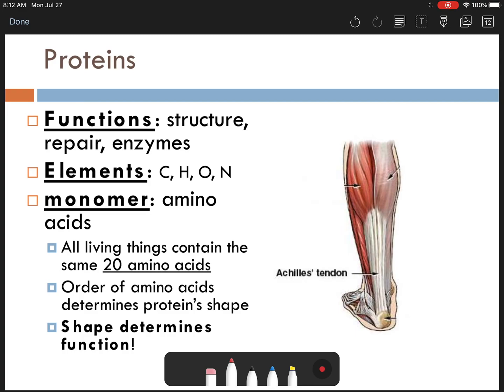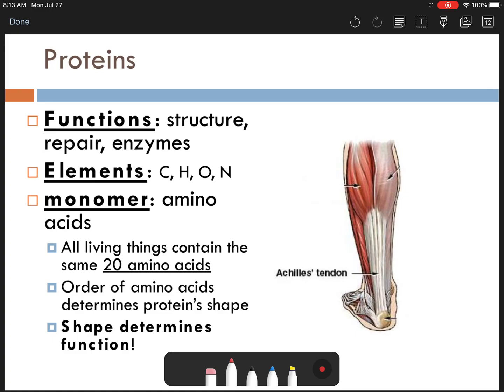The main function of proteins, you'll find out, is that there are many functions. They can be involved with the structure of your body, with repair, enzymes that control your chemical reactions. So we're going to have a chart in a little bit that's going to show a lot of different types of proteins and all the different roles they can play in your body. Your body's made up mostly of proteins that help you in various ways.